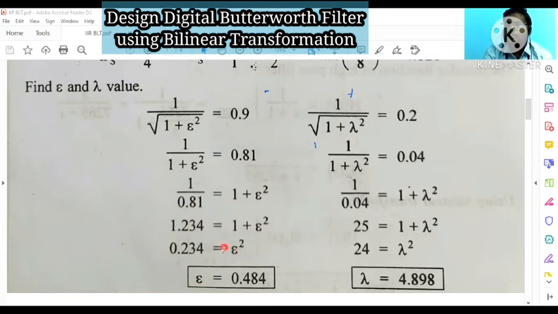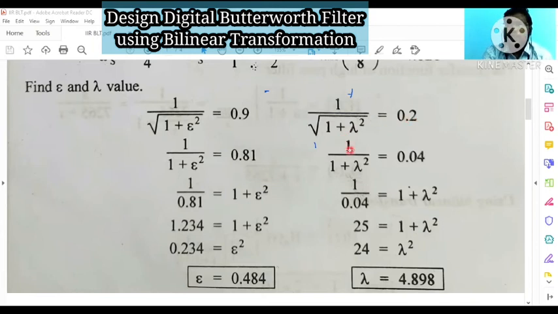So therefore epsilon equal to square root of 0.234 is 0.484. Okay, using the calculator, find out this answer, and also you have to check whether this answer is right or wrong. Next, in a similar way, you find out the lambda value. So here 1 by root of 1 plus lambda square equal to 0.2.